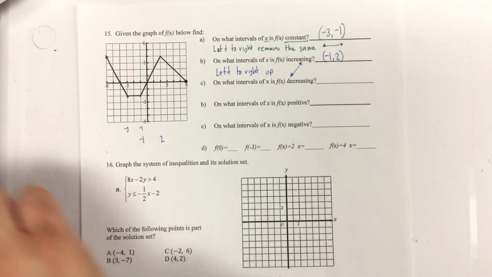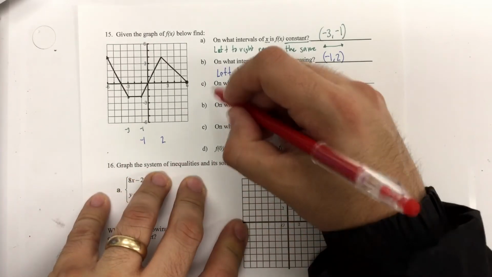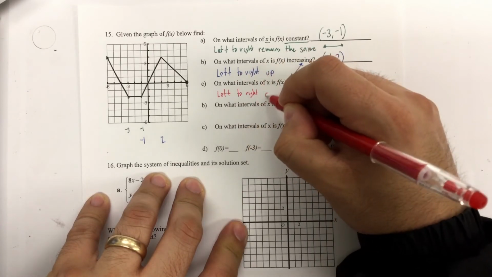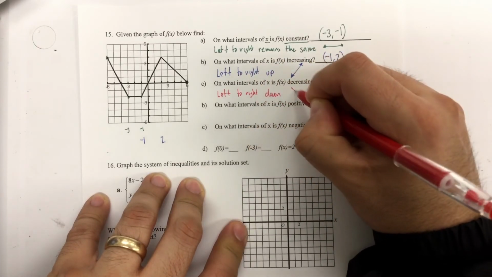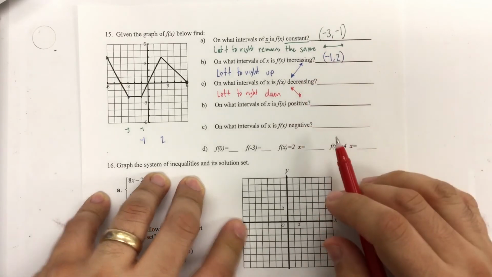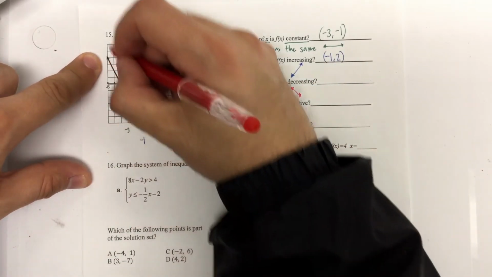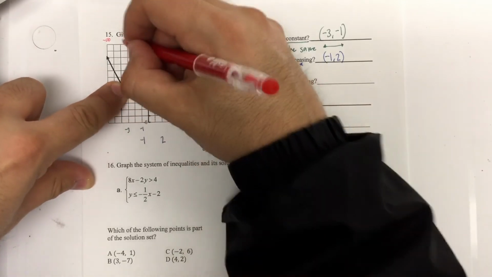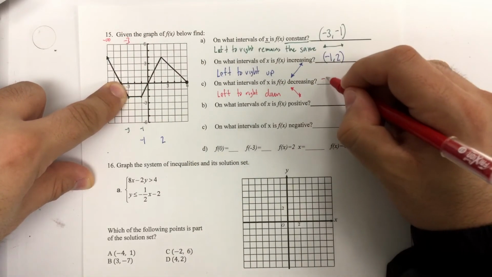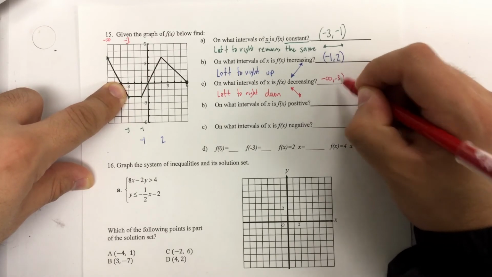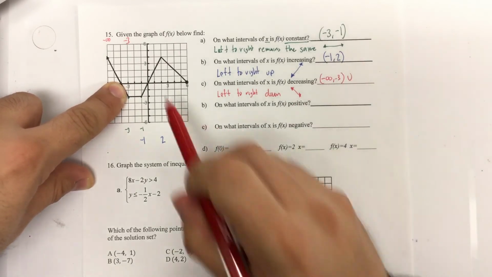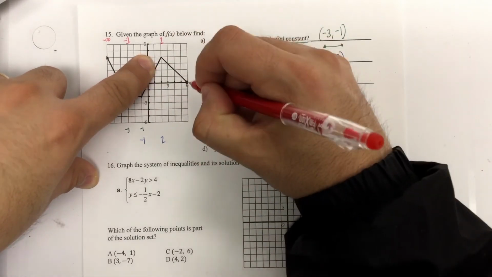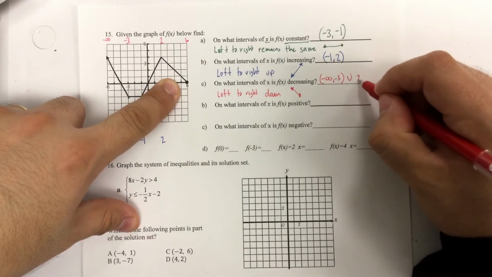For the next one, on what intervals of x is f of x decreasing? From left to right, where is your graph falling or going down? It's actually in two places. This one is heading towards -infinity, and it decreases all the way down to this x value of -3. So we have -infinity to -3. Union, because there's another part, it's falling from here, which is at +2, and it stops at 6.